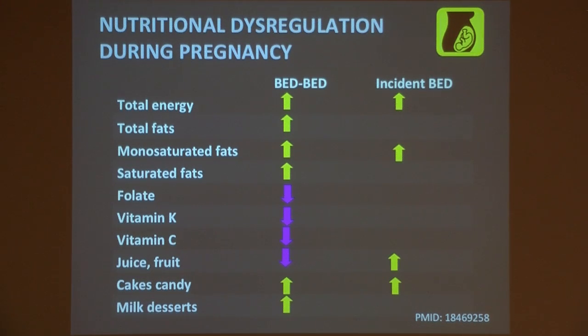So we went through that part of the pregnancy. Now let's look at what they're eating. Are they eating different foods, the moms, during pregnancy? We didn't find any differences in the moms with anorexia in this cohort, but we did find differences in the moms with binge eating disorder. As you can see on this slide, they have increased total energy, increased fats of all sorts, and lesser amounts of the good stuff: less likely to have folate supplements, decreased vitamin K, vitamin C, juice and fruit, and increased cakes, candies, milks, and desserts. This is all consistent with ongoing binge eating.